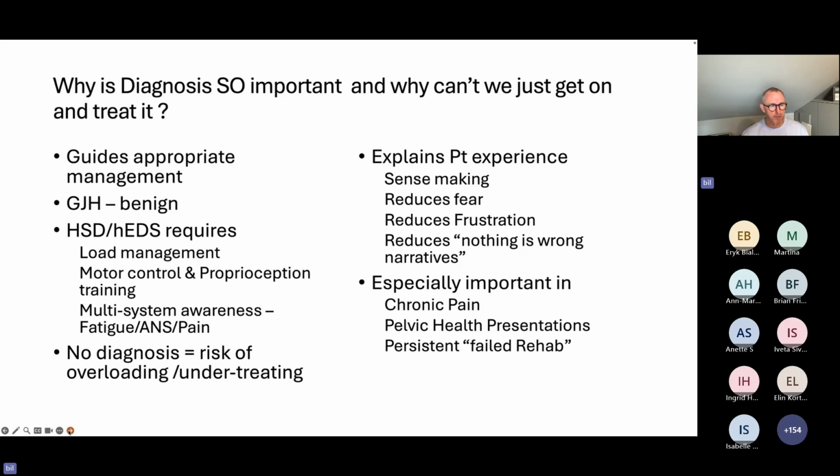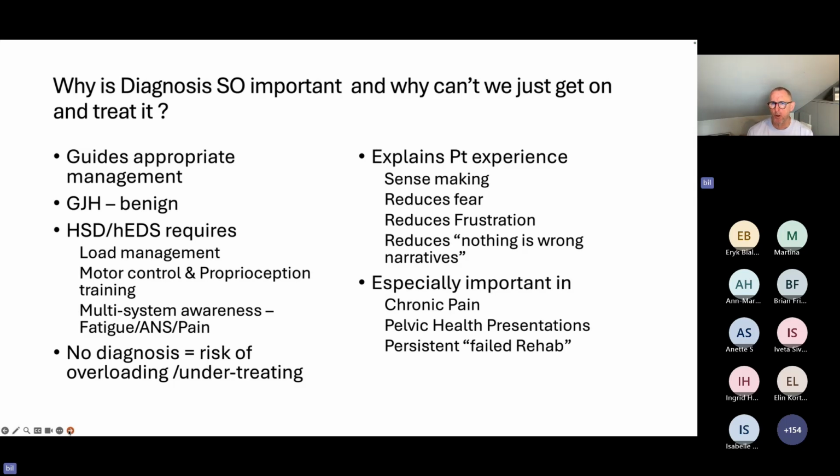Because with these patients, we have to gauge and judge the way we're going to expose them to load, the way we're going to expose them to exercise, in a really careful way. It also explains the patient's experience. It's a sense-making thing. It kind of makes sense of their symptoms.